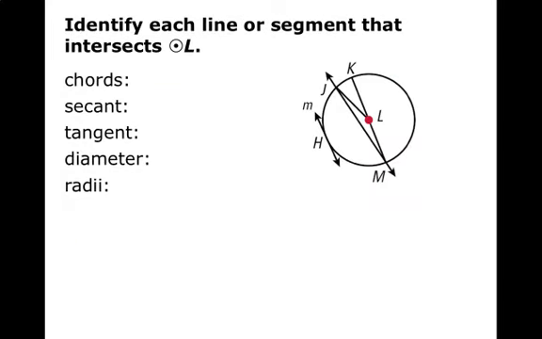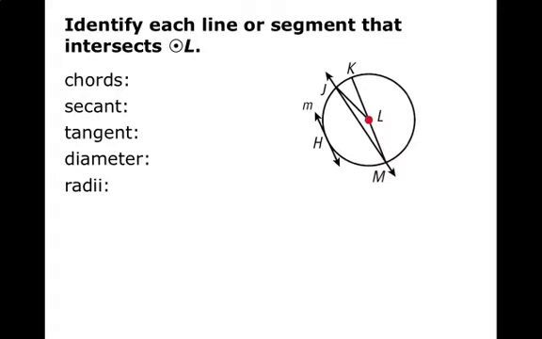So let's look at this diagram here, and let's identify each line or segment that intersects circle L. Notice we're naming the circle based on the name of the center. So we have the circle with an L, so we know it's circle L. So look at the picture. See if you can identify any chords.